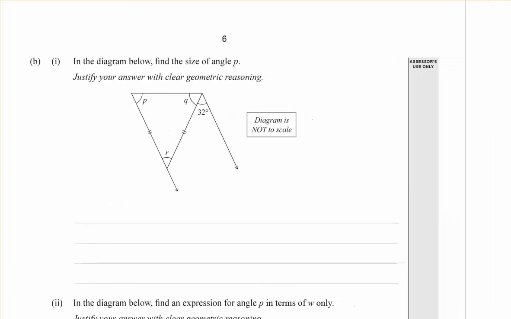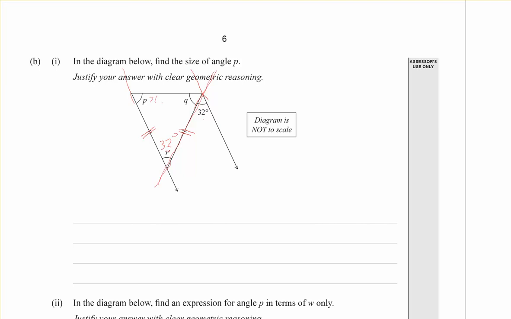And moving on to the next one, find the size of angle P. So we've got some parallel lines here. Good technique, make the parallel lines longer, and I can see the transversal cutting through there, and R therefore will be 32, alternate angles on parallel lines. And then we've got an isosceles triangle, so 180 minus 32, and then halve it to get P and Q, which is going to be 74.